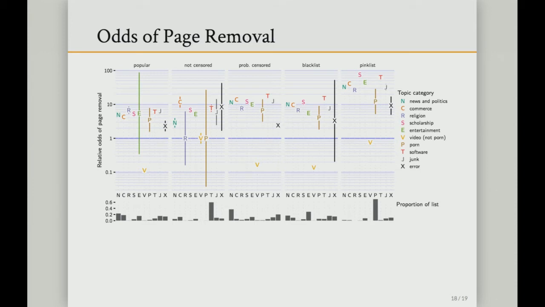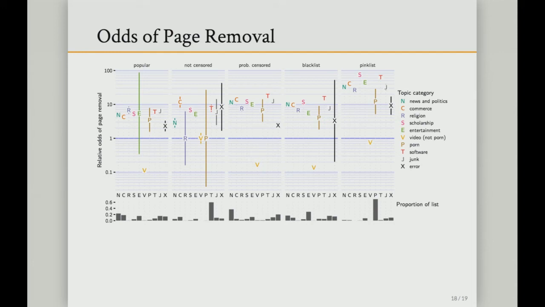There's this big obvious outlier where non-pornographic video lasts a long time. This is mostly because YouTube has been around a long time and isn't going anywhere. But what is really important is that each letter, which is a topic category, in the right-hand three panels, which is the three classes that are thought to have more censorship on them, is higher up the chart than the same letters in the left two panels.